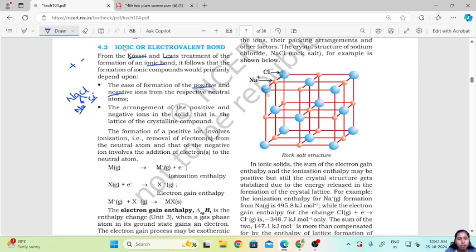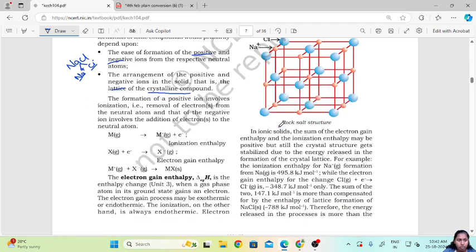Second, the arrangement of the positive and negative ions in the solid, that is the lattice of the crystalline compound. Once there are positive and negative ions, they should be arranged in a solid form. For example, this salt forms a lattice of crystalline compound, something like this. This is the salt structure.